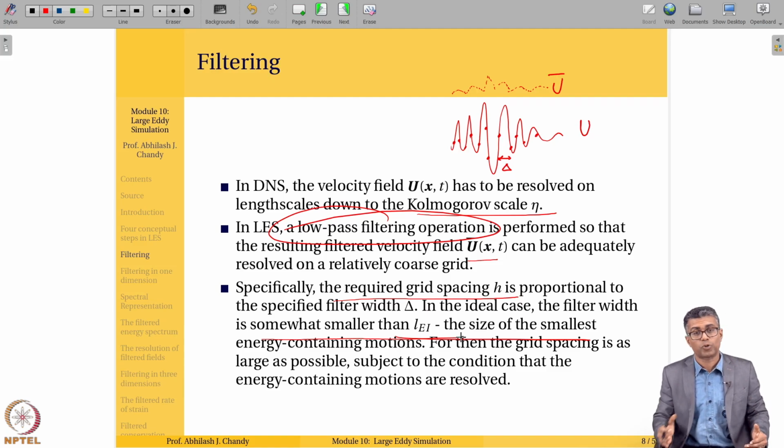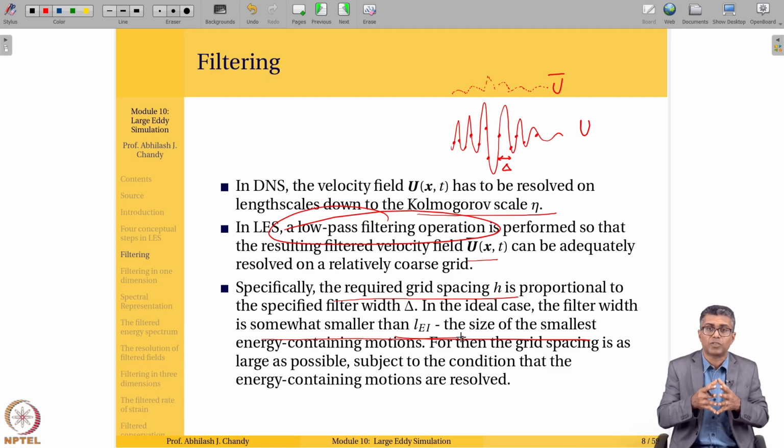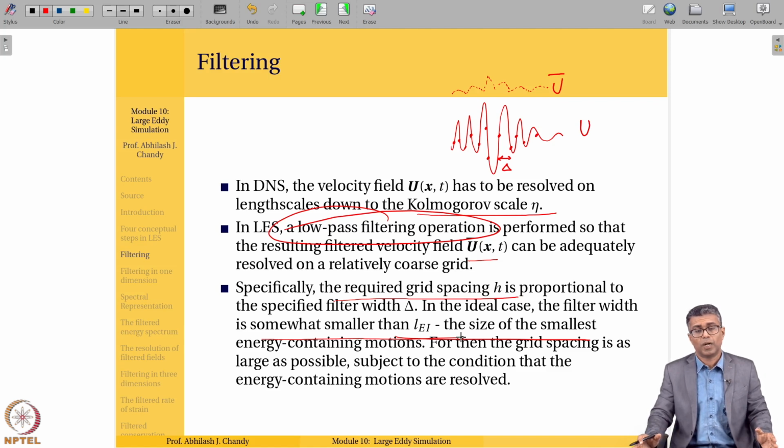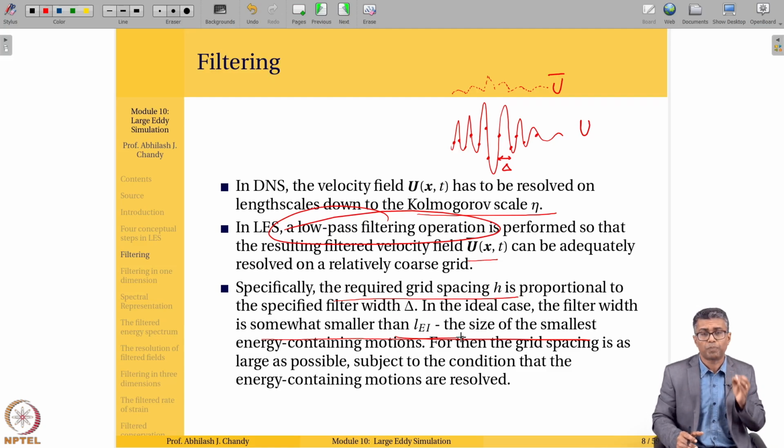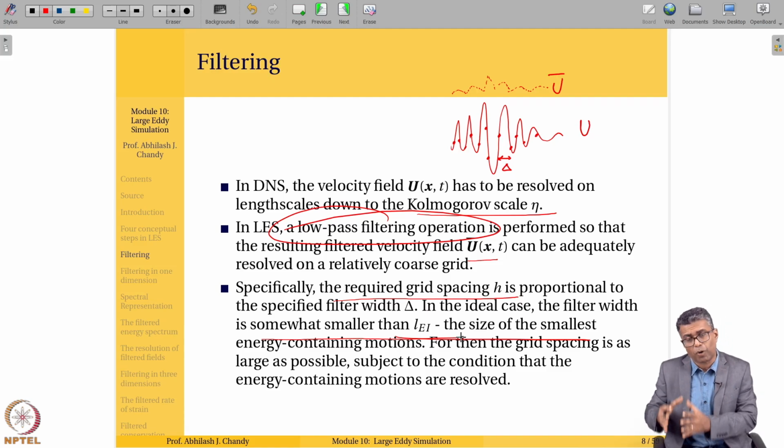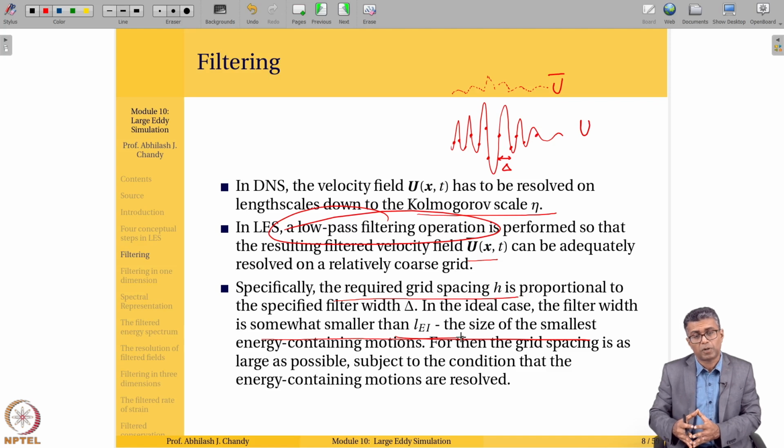Now, you don't want it to be larger, of course, because then you might be missing the energy containing motion, and then your approach of LES is going to be wrong. So you want it to be somewhat smaller than LEI, just to be safe, just to make sure that you are capturing at least all the energy containing motions. Okay, now the grid spacing should be as large as possible, subject to the condition that the energy containing motions are resolved. And this is what I was talking about just a minute ago, where I said it is all about affordability. What grid can you afford to use? What computing resources do you have access to that you can use the finest grid possible? Okay, the finest grid possible that can capture the energy containing motions.